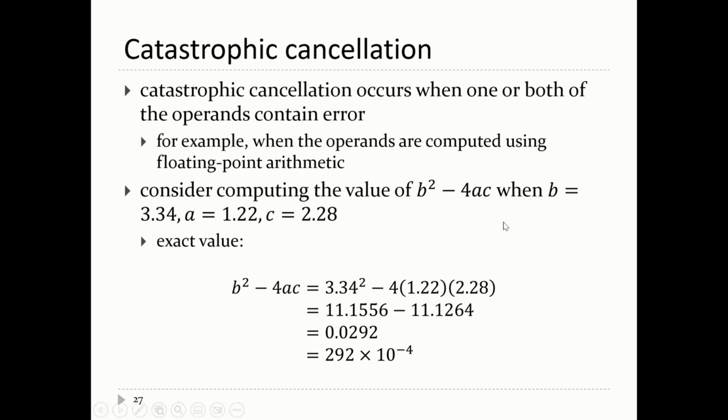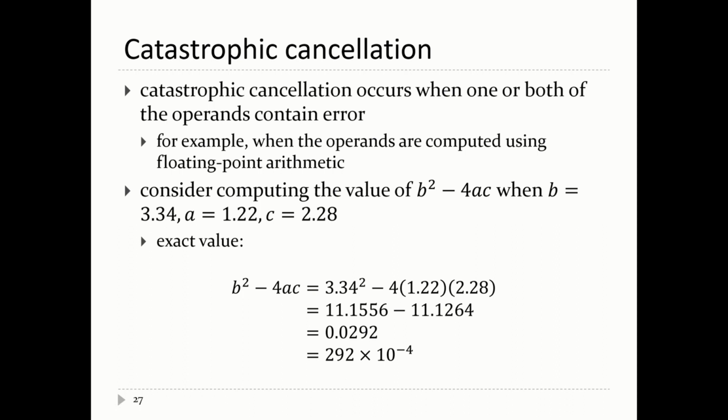So let's pick some values b, a, and c. They all have 3 digits in them, so I can write them down in our floating point format. I'm going to calculate the result exactly, so using real math. So 3.34 squared is 11.1556. That product there is 11.1246. If I compute the true difference, it's 0.0292, which is 292 times 10 to the minus 4. So in this example, I can actually represent the true difference in our floating point format.